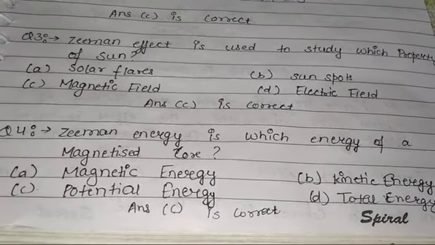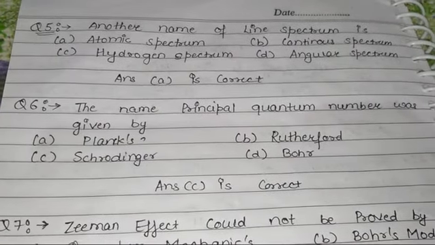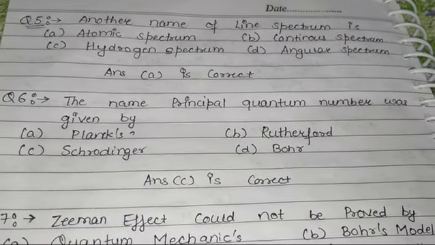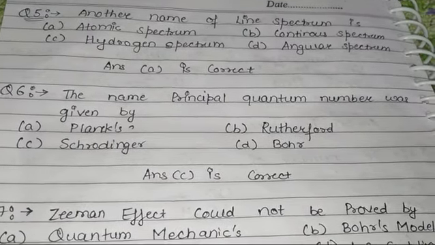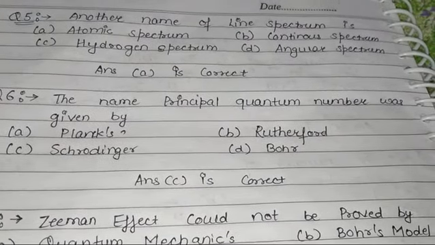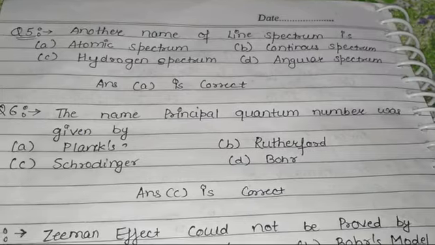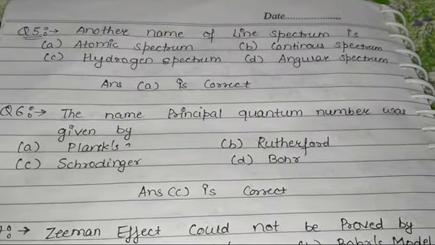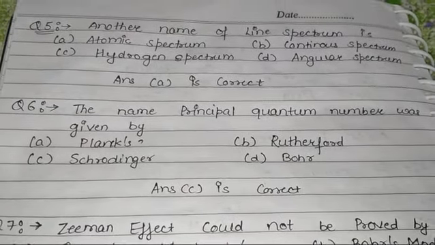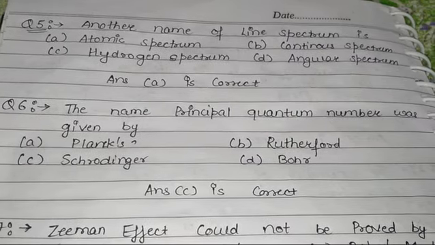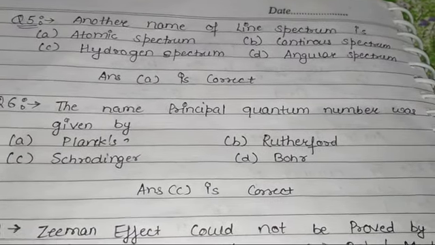Okay friends, next is question 5. Another name of line spectrum is A. Atomic spectrum, B. Continuous spectrum, C. Hydrogen spectrum, and D. Angular spectrum. So here answer A is the correct answer, that is, another name of line spectrum is atomic spectrum.